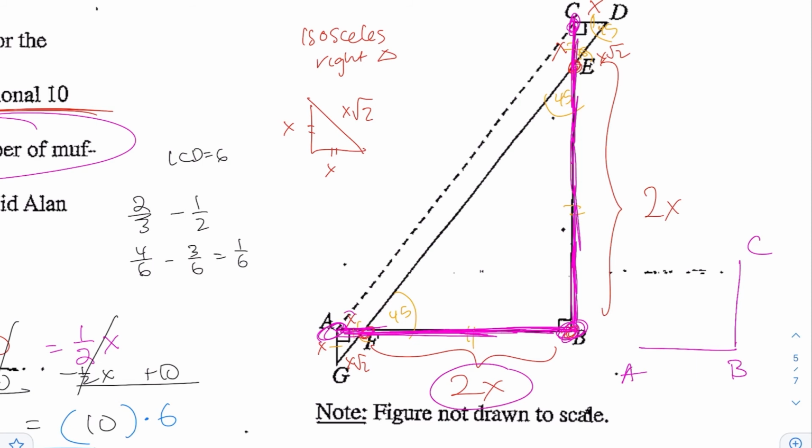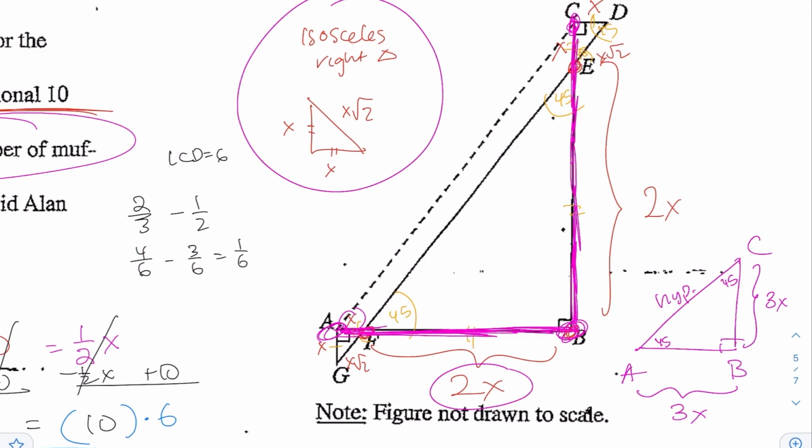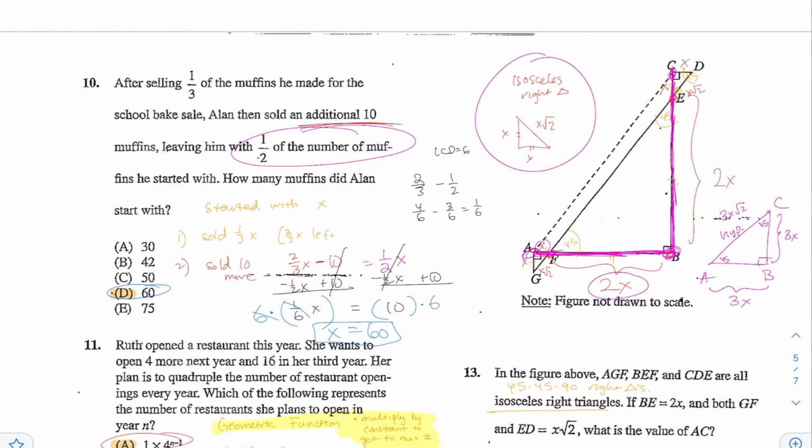So if you add 2x plus x, that would be 3x. And that's the same for BC. So you want the hypotenuse. You can use the Pythagorean theorem, or since they're both 45-45-90 degrees, you can use this fact here. This would be 3x root 2, which is choice A.